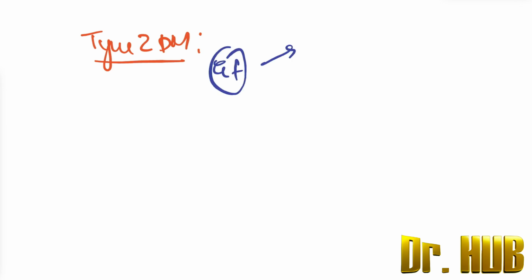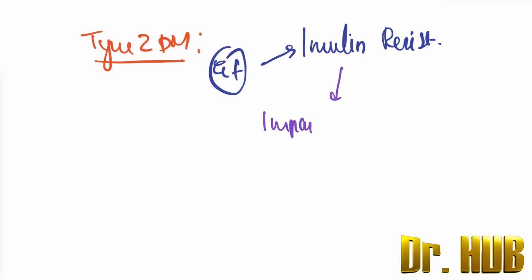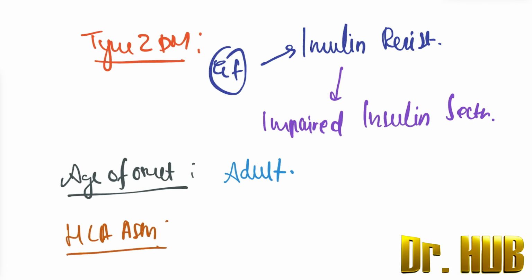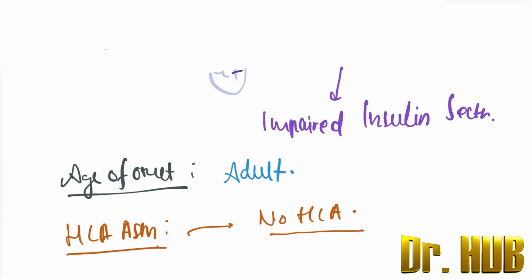Next, let's focus on Type 2 diabetes mellitus. Under Type 2, the etiology is insulin resistance, which later leads to impaired insulin secretion. Next comes the age of onset. It is seen in adults. As for the HLA association, there is no HLA association.